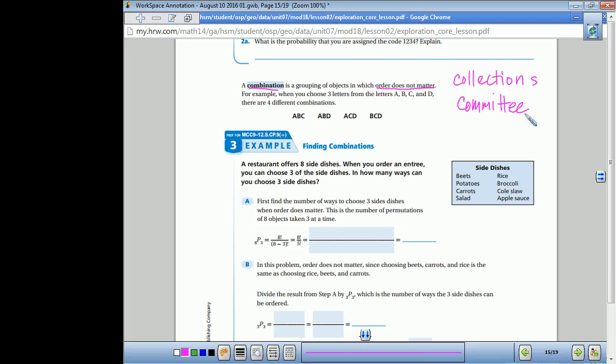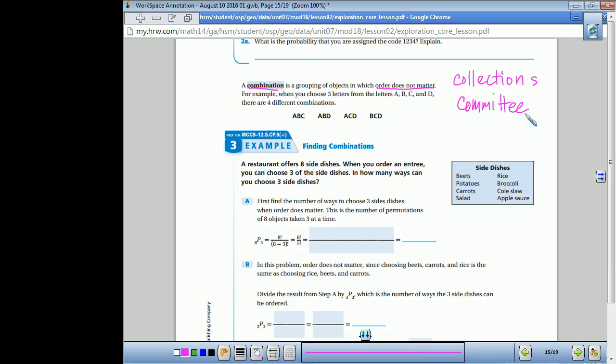Now, don't be tricked, because right outside this door are a whole bunch of lockers. And those locks, what do we call them? Combination locks. Are they? No. Because does the order matter? Yes. So it's actually a permutation lock.